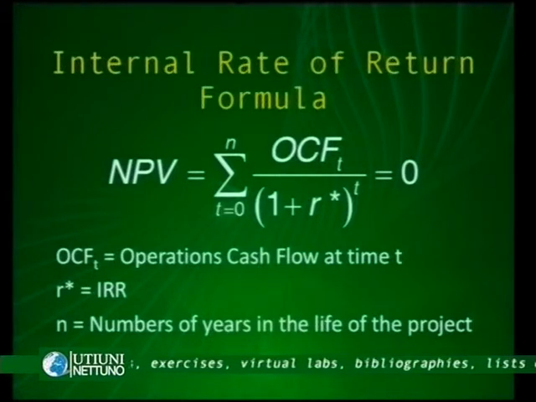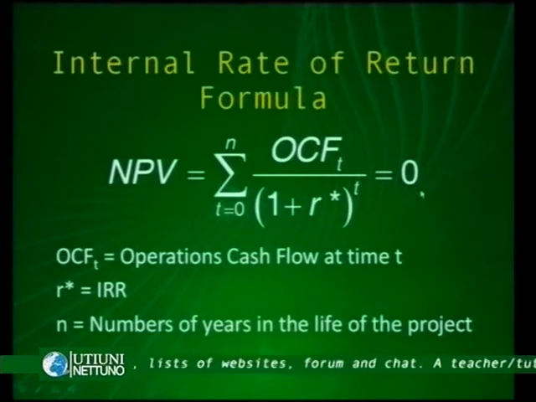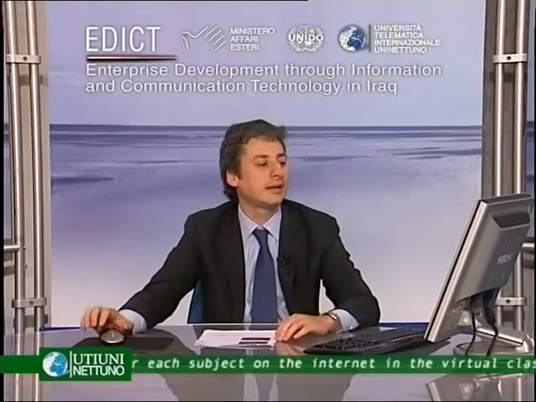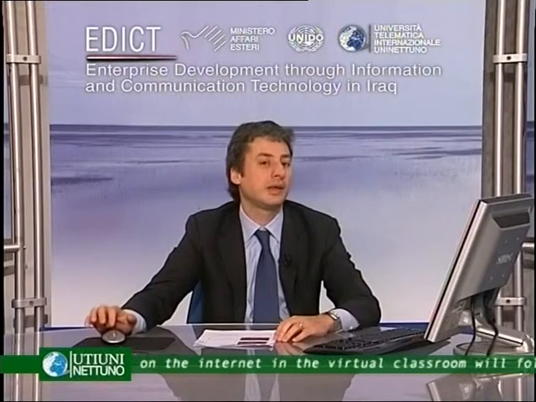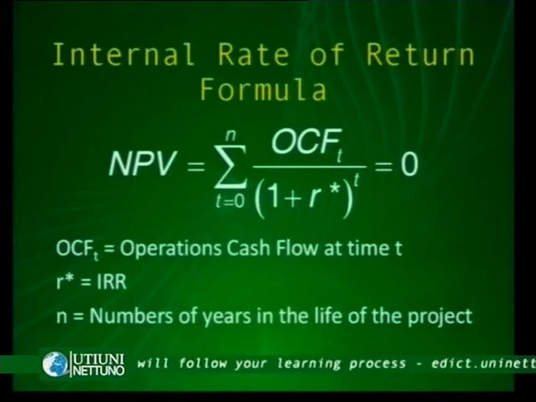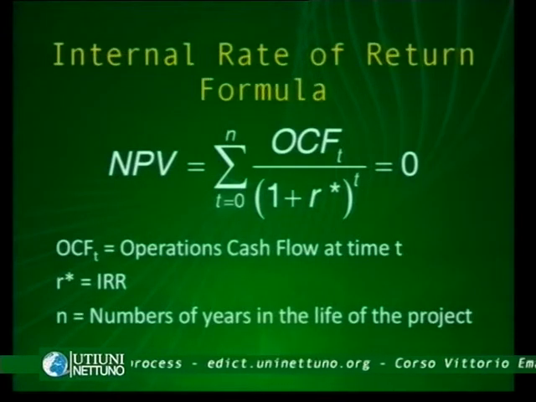So the r star or IRR is our unknown variable, that is calculated by setting the NPV equal to 0. So we are calculating here the formula of the NPV. We are equating it to 0, so that the NPV is known and is equal to 0. And we want to know what is that particular discount rate that makes the NPV equal to 0. And this is exactly, by definition, the IRR. So in order to calculate the IRR, we have to solve this equation for r star. Once r star has been calculated, this is exactly the indicator we are looking for, the internal rate of return.